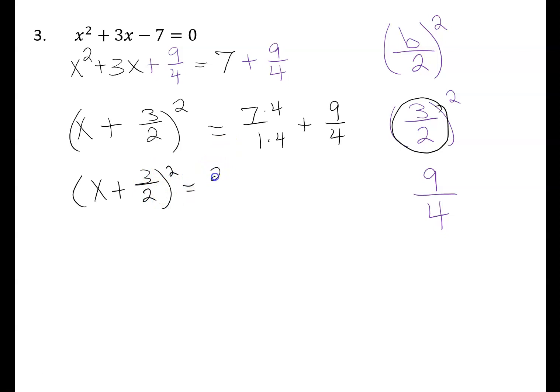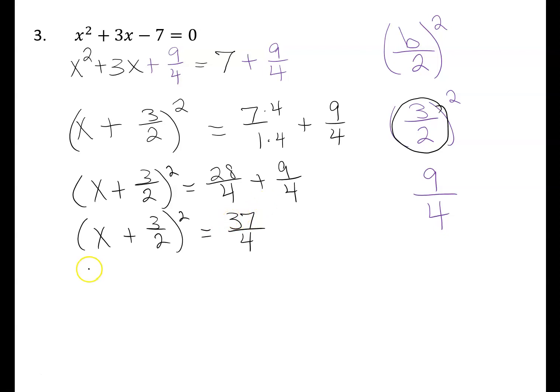Which is going to make that 28/4 plus 9/4. So then when we add those together, we add the numerators, would be 37, and we keep our denominator. Now we are ready to square root both sides. 37/4 does not simplify, by the way. 37 is a prime number. So we square root the left side, and we put plus or minus square root of the right side.